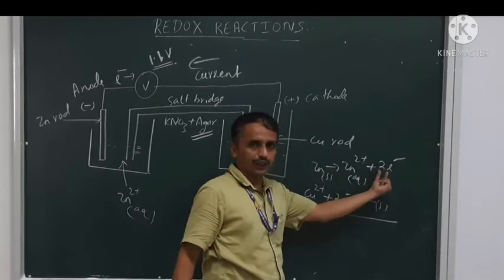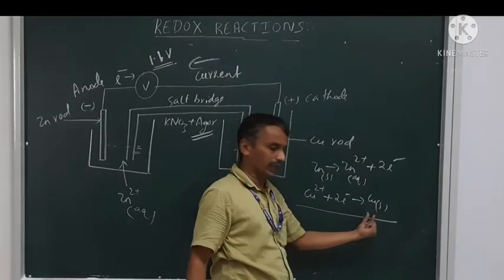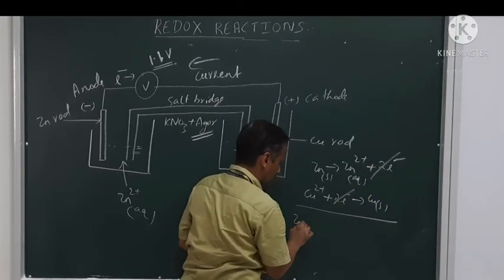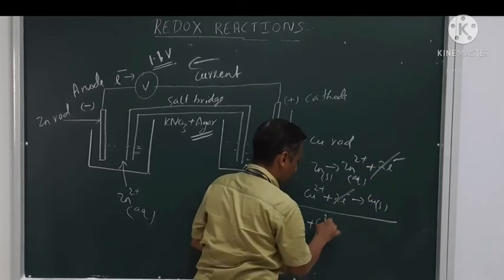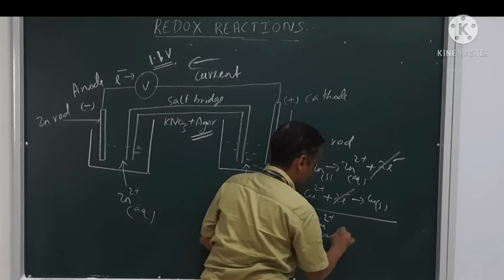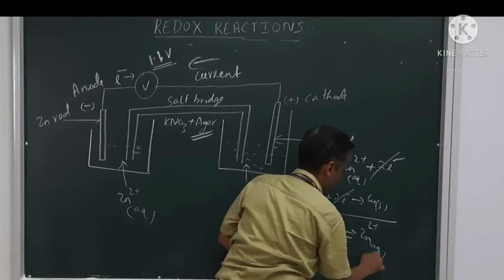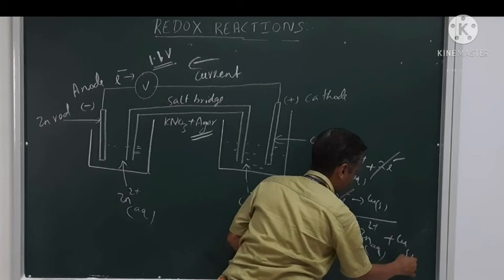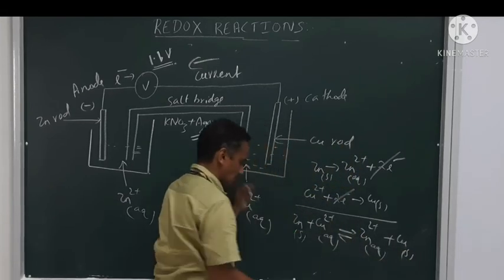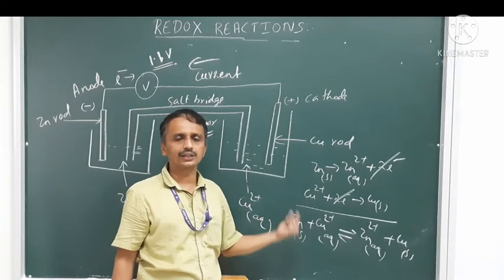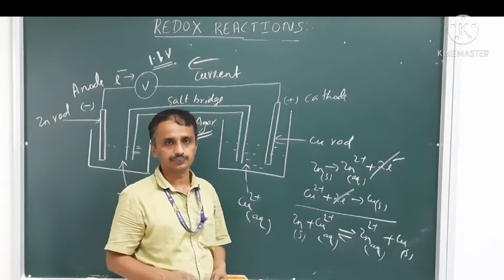This is the anodic reaction, this is the cathodic reaction. The net reaction will be, the 2 electrons will cancel each other: zinc plus copper 2 plus aqueous gives zinc 2 plus aqueous plus copper solid. This is the net reaction taking place in the Daniell cell also.